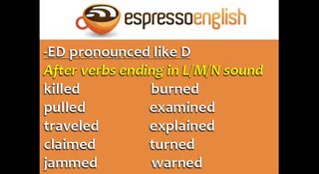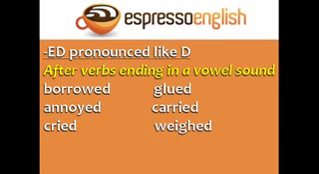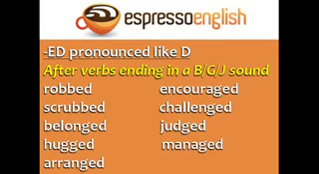ED is pronounced like D after verbs ending in a vowel sound. Borrowed, annoyed, cried, glued, carried, weighed. Finally, ED is pronounced like D after verbs ending in a B, G, or J sound. This is one of the most difficult to pronounce, so let's practice.